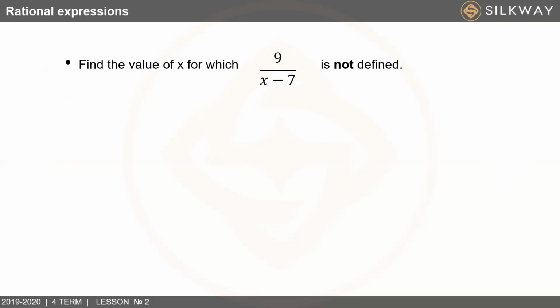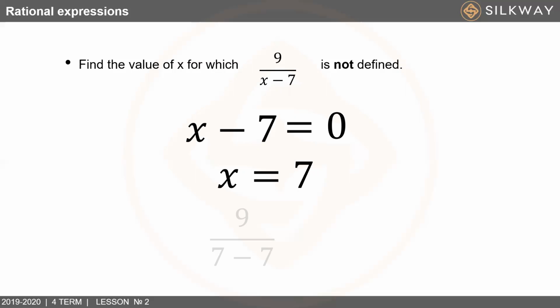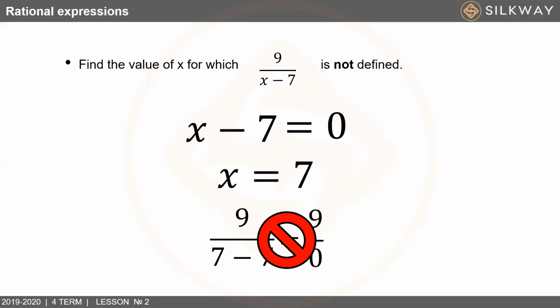Let's have an example. Find the value of x for which 9 over x minus 7 is not defined. It has no meaning only when x minus 7 equals 0. So it's when x equals 7. Putting 7 in place of x, it will be equal to 9 over 0, which is not acceptable.